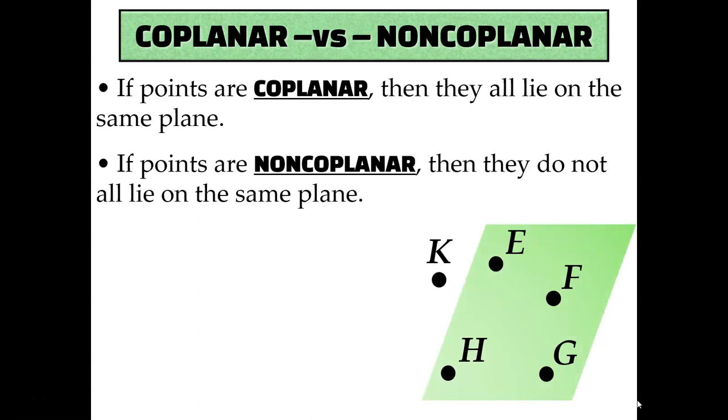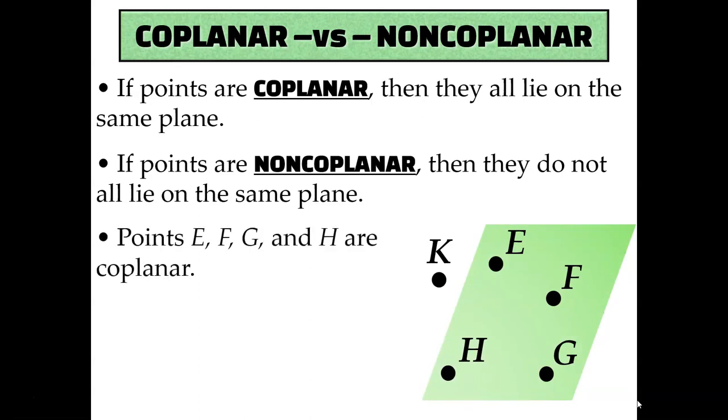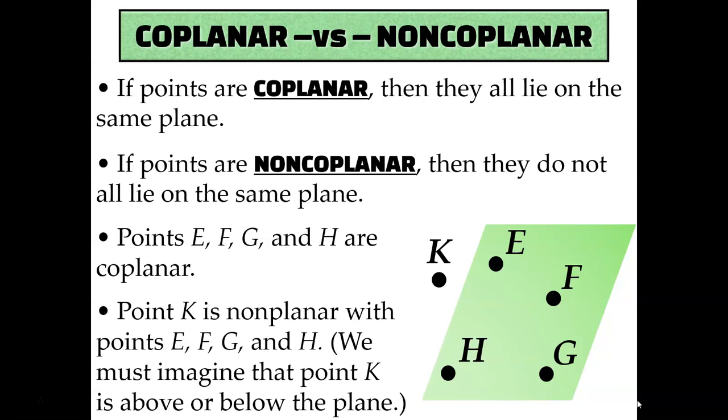So let's take this example. Points E, F, G, and H are coplanar because they're all on that green plane. But point K would be non-coplanar with the other 4 points. Remember that planes can be kind of hard to visualize on a screen or on a piece of paper because point K isn't really on the screen or on your piece of paper, whichever you're looking at. Point K is floating somewhere above the plane.